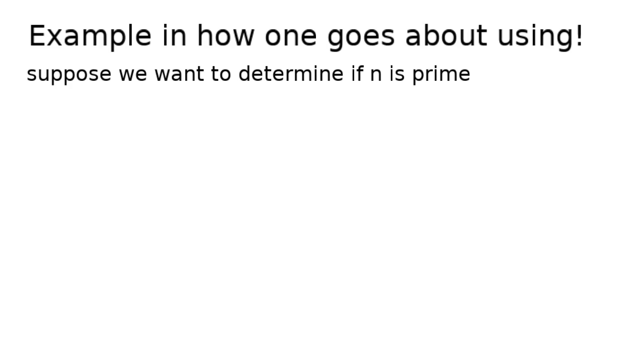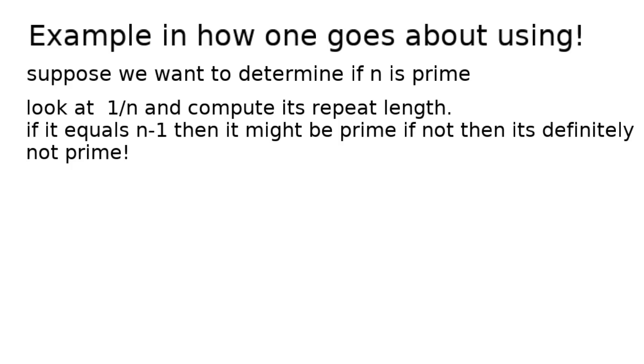So here's the example. Suppose we want to determine if n is prime. Then we look at 1 over n and compute its repeat length. If it equals n minus 1, then it might be a prime. If not, then it's definitely not a prime. It's a composite. So here's the example. A simple, stupid example, but it gets the point across.